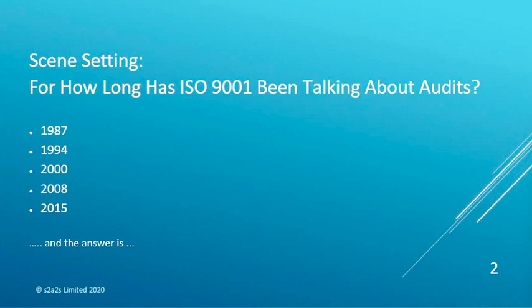In the options on the slide, you get to see the 5 editions of ISO 9001, from the first in 1987 all the way through to the 5th edition of 9001 published in 2015. So what is the answer to the question? Well, the answer is 1987.